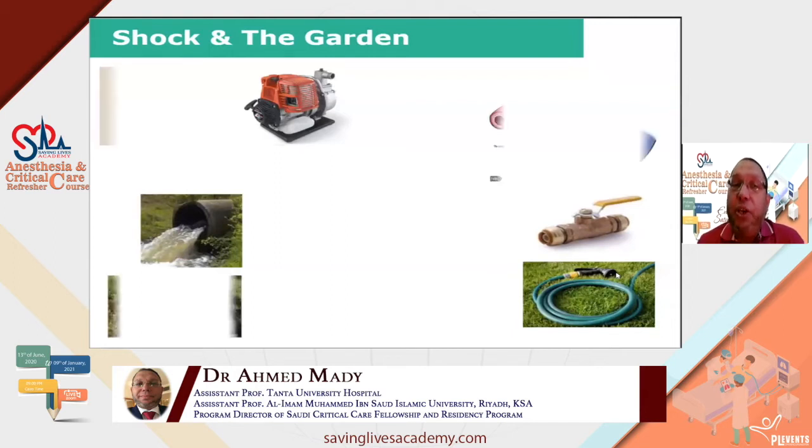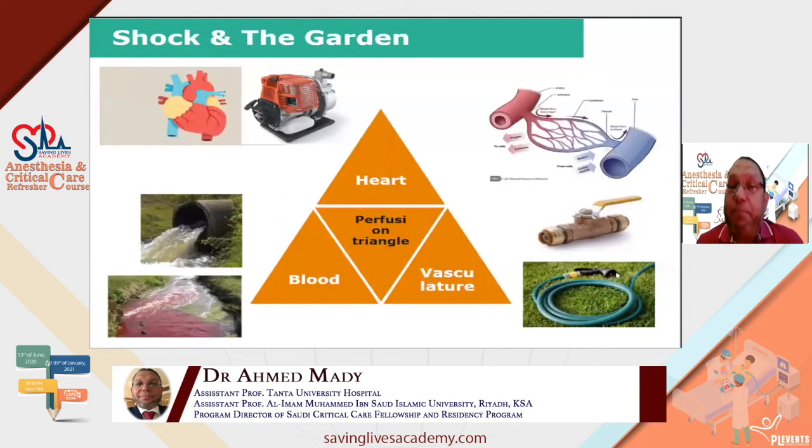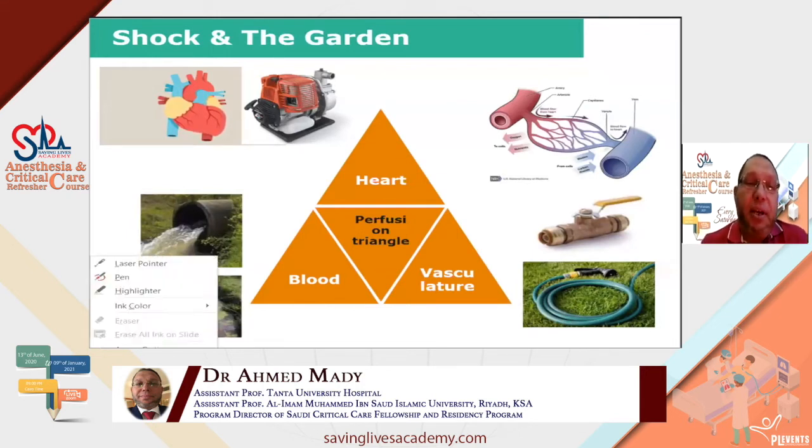When your patient has pump failure, the problem is in the heart. If you have a problem with the vessels, either due to obstruction or vasodilatation, you have a vasculature problem, either distributive or obstructive shock. If you are losing intravascular volume, you are dealing with a patient with hypovolemic shock.